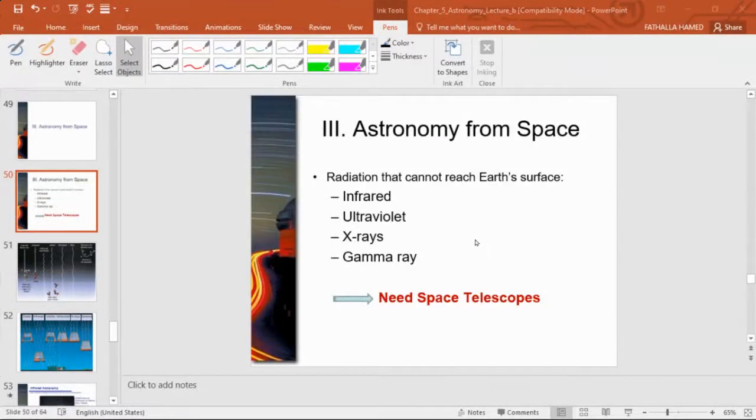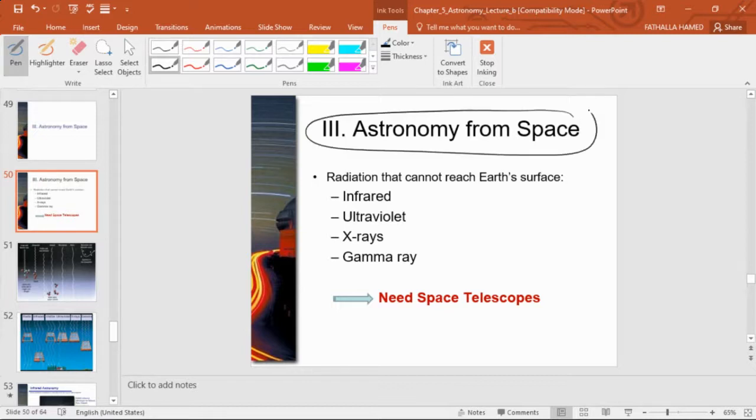In the last two lectures, we talked about the different types of electromagnetic radiation, optical telescopes, and interferometry. Today we're going to talk about astronomy from space. It's a small section, then we'll go to the review questions.